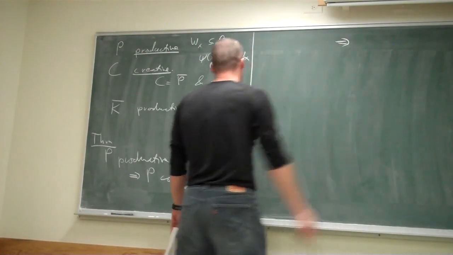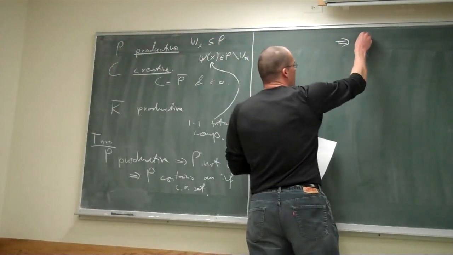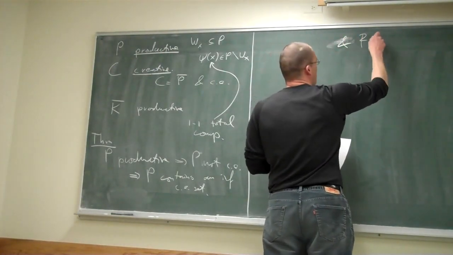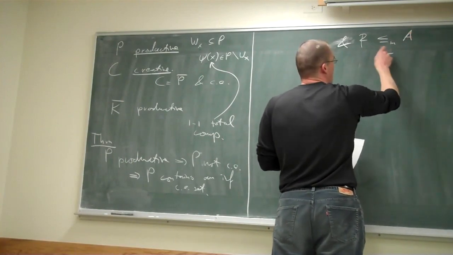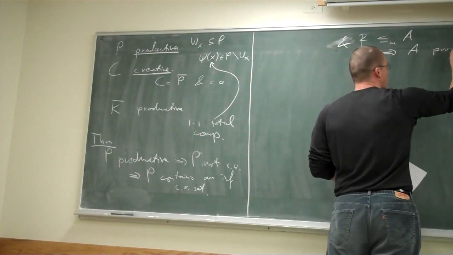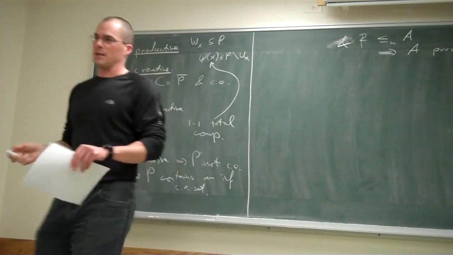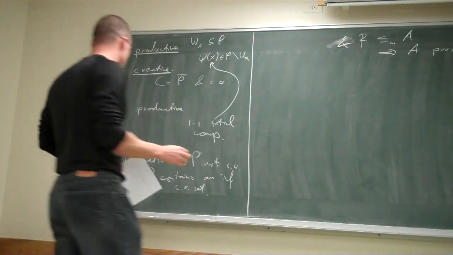So also, if P is productive, and P many-one reduces to A, then A is productive, or I guess productivity is infectious under many-one reducibility.